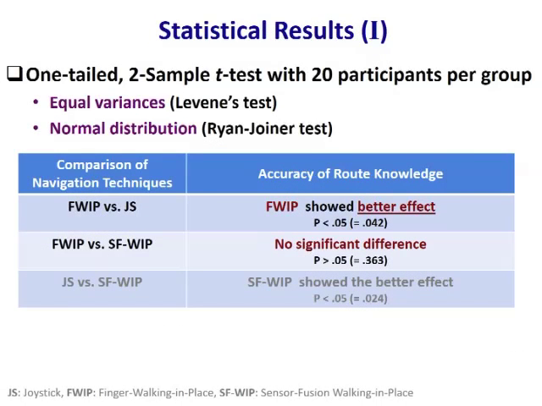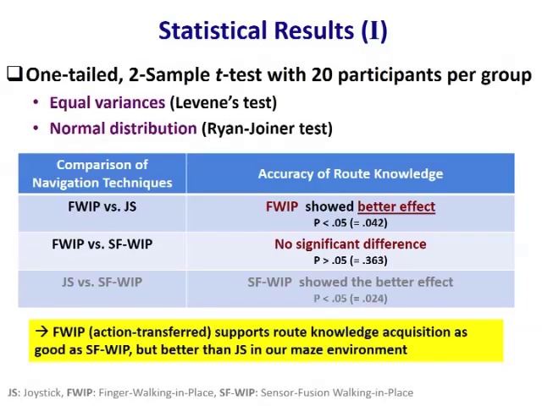Then we performed the statistical t-test to examine how statistically significant this difference is. As you see in the table, the statistical results support our hypothesis that the action transfers finger walking in place technique supports route knowledge acquisition as well as SF-WIP, but better than JES in our maze environment.